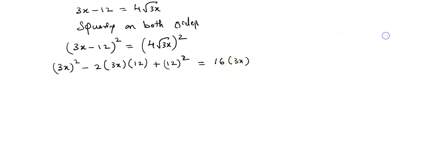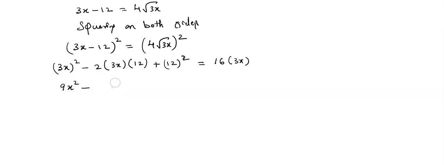Understood? Good, children. I think आपको समझ में आ रहा है ना steps? हाँ, ठीक है बेटा. Let me proceed. For 3 also square is there, for x also square is there in 3x square. Correct? So 3 square is 9x square minus 2 3s are 6x.